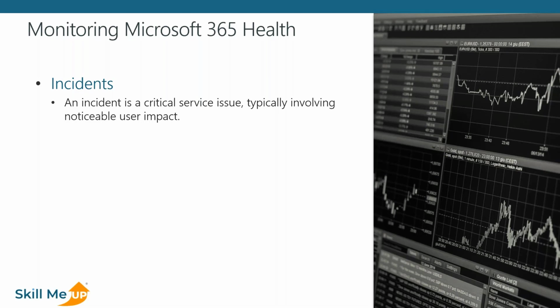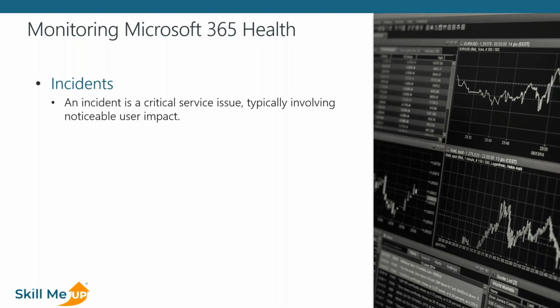It's broken down into specific things. So you can see we have incidents. This is where there's a critical service issue, typically involving user impact. So let's say Microsoft Exchange Online suddenly drops off the face of the earth. This will then get flagged as an incident.